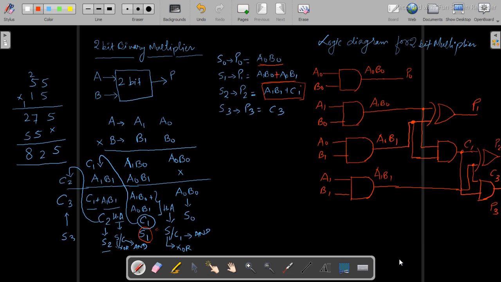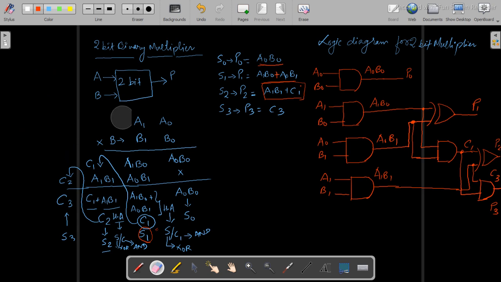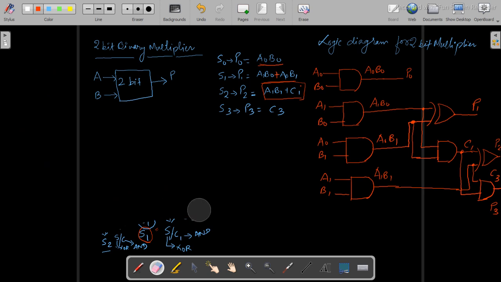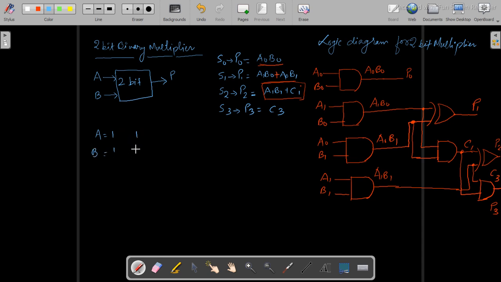And if you want to verify this logic, we can consider an example. Say that example is, let me erase one of these things. Let us consider an example. If we have A equals to 1 1, B equals to 1 0. If you want to multiply these numbers, what will be the output?